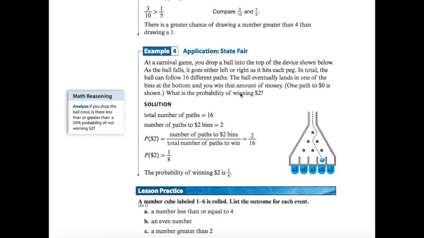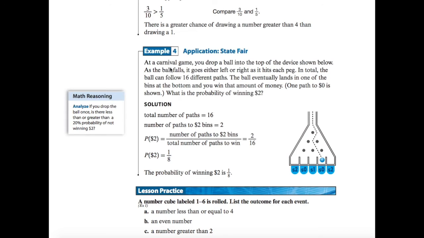In example 4, it applies this skill of predictions with probability by putting it into what would be a real-world example, a carnival game. A carnival game, you drop the ball into the top of the device shown below. As the ball falls, it goes either left or right as it hits each peg. In total, the ball can follow 16 different paths. The ball eventually lands in one of the bins at the bottom, and you win that amount of money. One path is $0 as shown. What's the probability of winning?